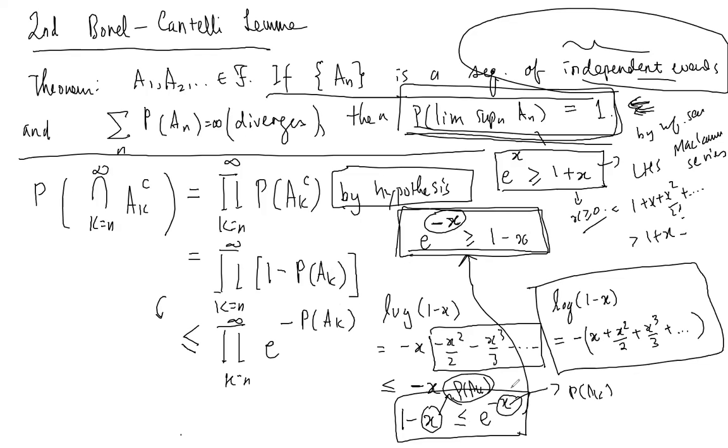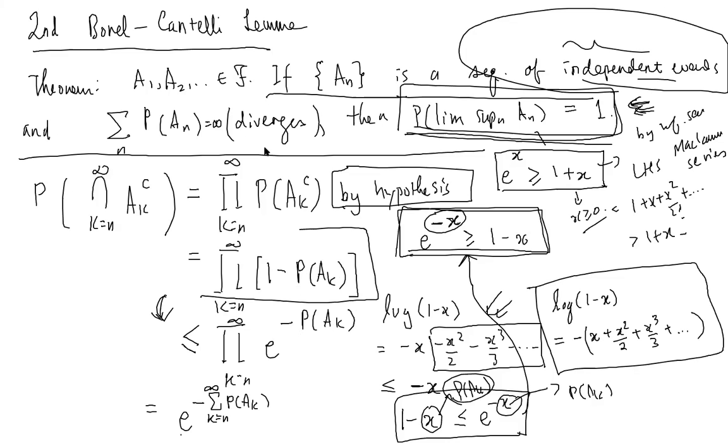Because your p of ak basically is some value between 0 and 1, right? So it fulfills all these conditions, okay? This step is very crucial because otherwise you will get stuck here, right? You don't know how to continue, but you know that it is bounded by this thing, and this thing is equal to E of minus sum of P A K, K equals to N until infinity, right?